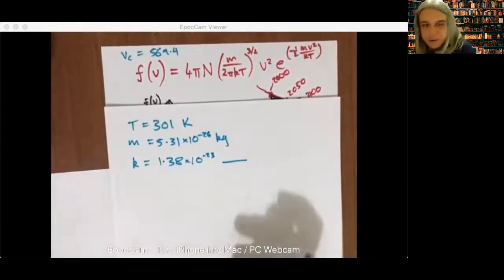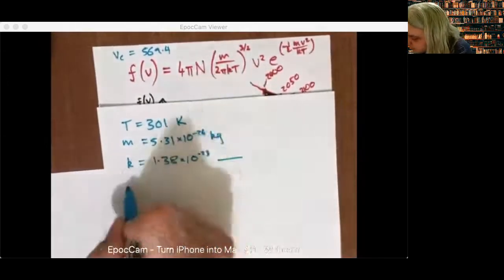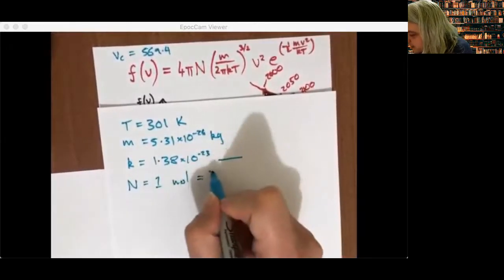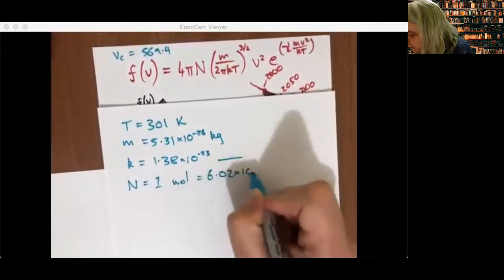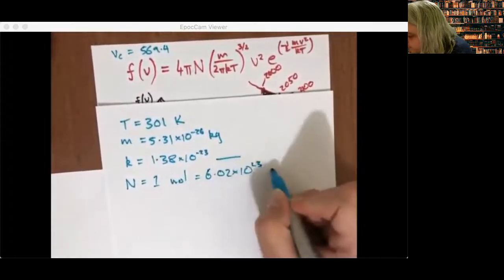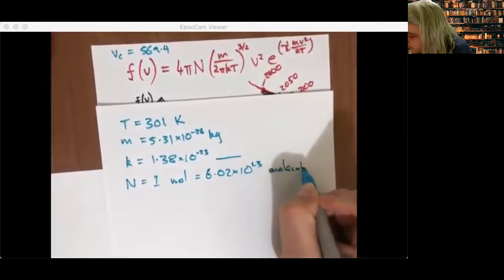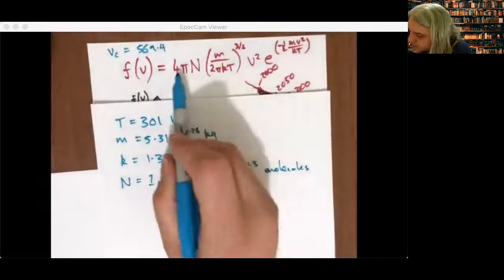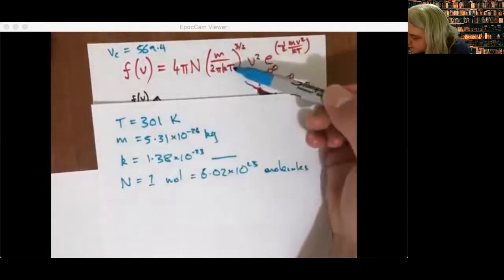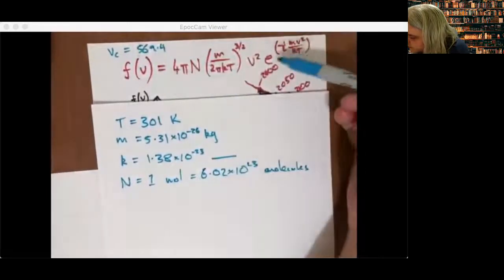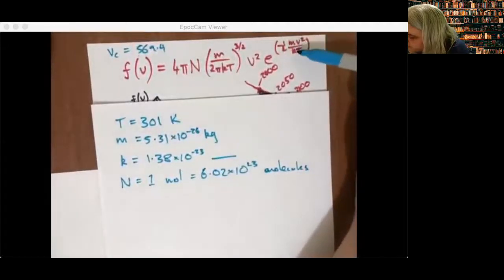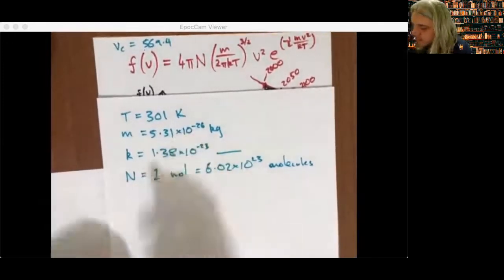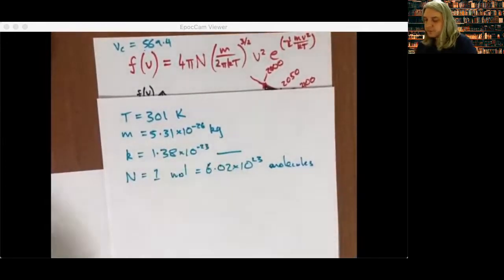But anyway, we've got K. We've got N is equal to 1 mole, which is 6.02 times 10 to 23 molecules. I did that one from memory, so hopefully that's correct. And what else do we need? 4 pi, N, M, K, T, V, the exponential, M, V squared, K, and T. So that's everything. That's all we need for this function. So now we can actually solve the function.